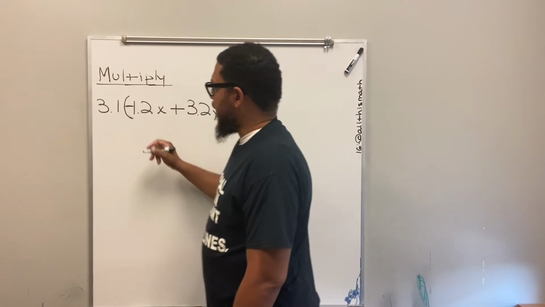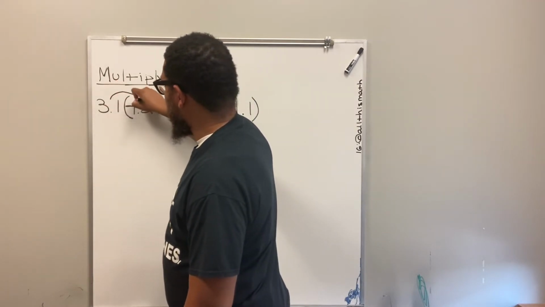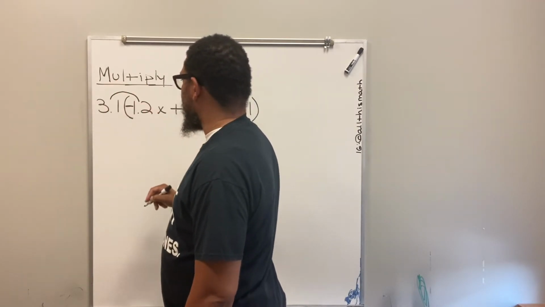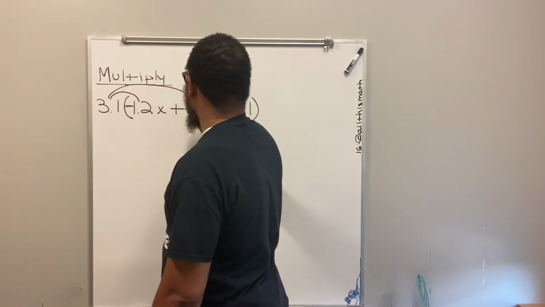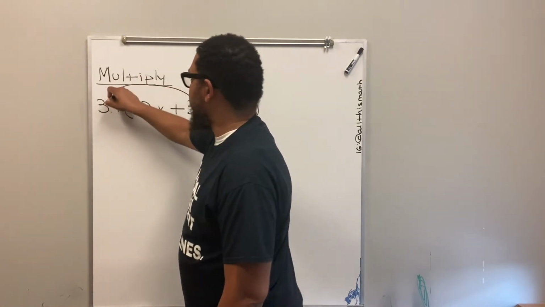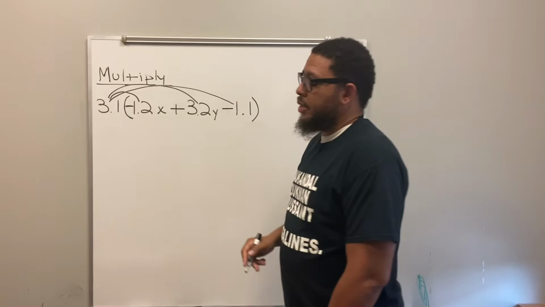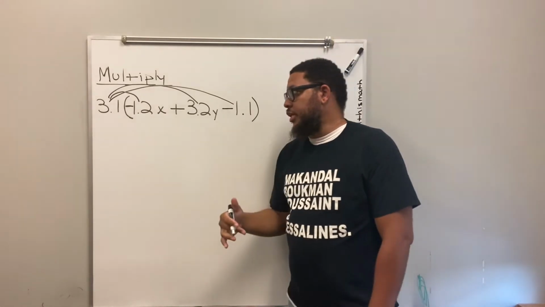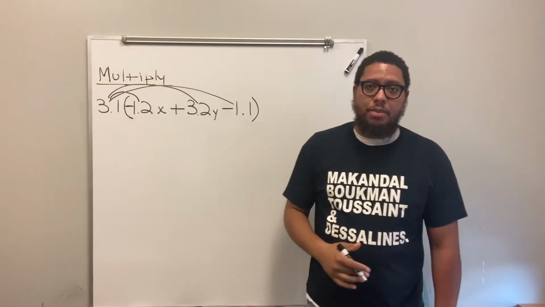So the way it looks is like this. I like to draw lines to show what I'm doing. So 3.1 times negative 1.2x, and then 3.1 times 3.2y, and then 3.1 times negative 1.1. So I did this work a little earlier. This is a good calculator problem.